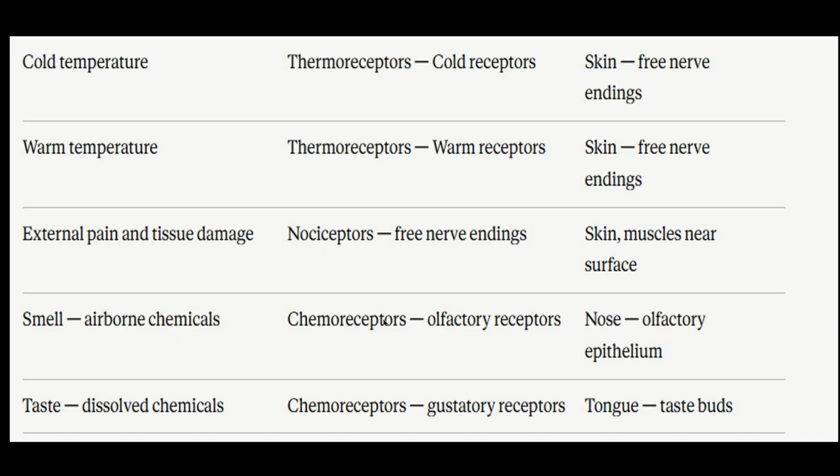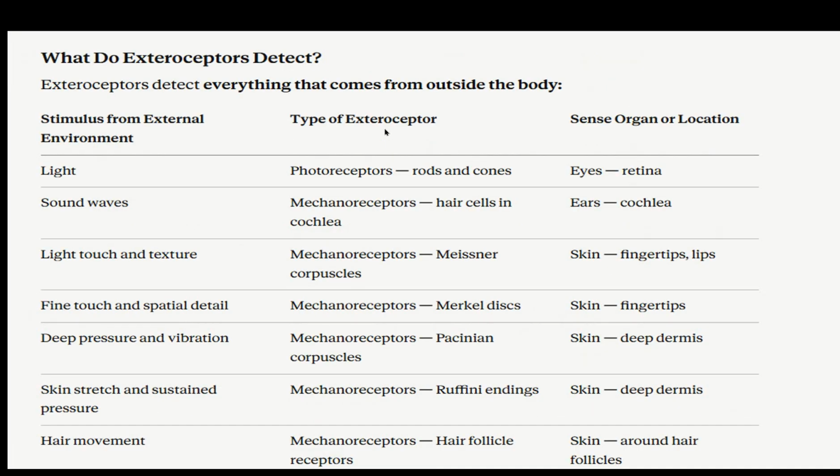Then we have smell, airborne chemicals, chemoreceptors, olfactory receptors, nose, olfactory epithelium. Then we have taste, dissolved chemicals, chemoreceptors, gustatory receptors, tongue, taste buds. So these are all the stimuli from the external environment with their type of exteroceptors and sense organ and location. Clear?